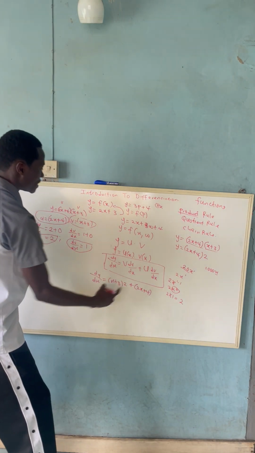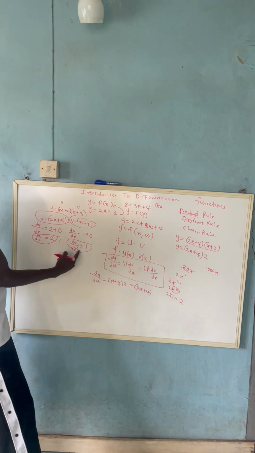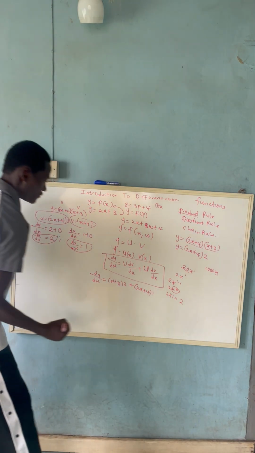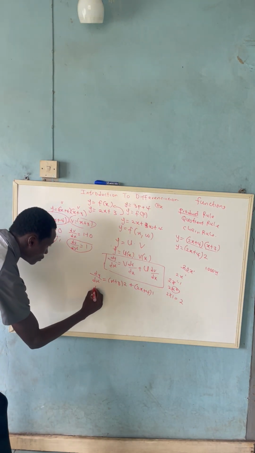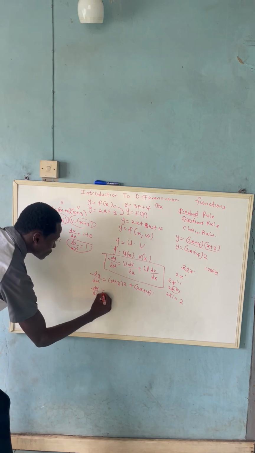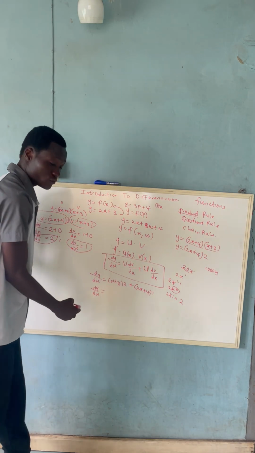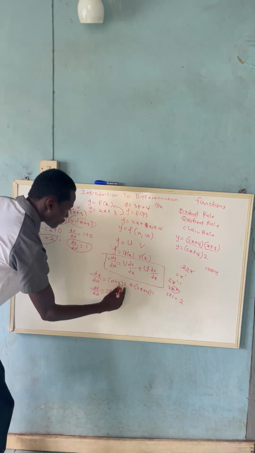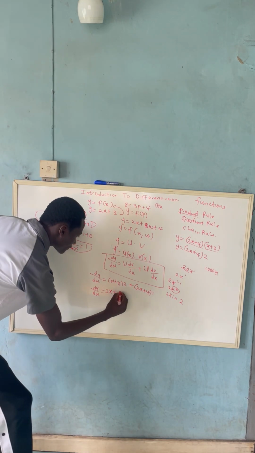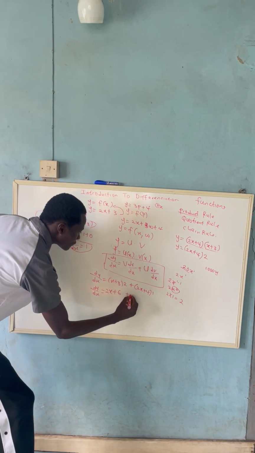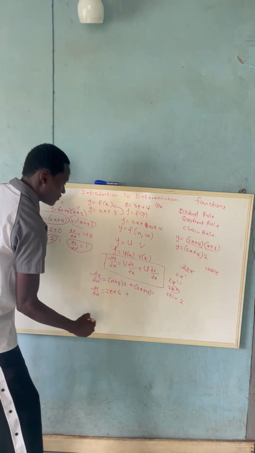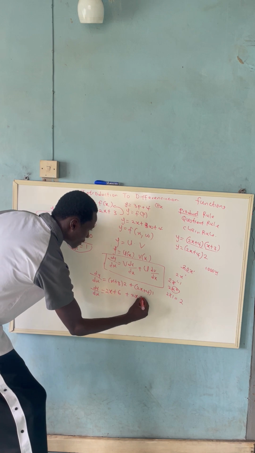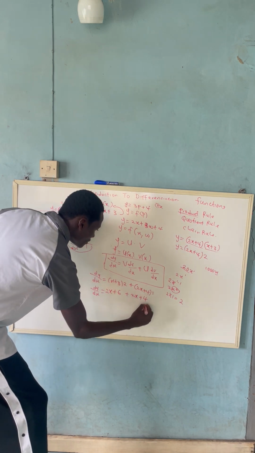And we have the dv over dx. What is the dv over dx? We have it as 1. So we are going to have dy over dx equal to, let's open this bracket, with 2 times x is going to give us 2x, plus 2 times 3 is going to give us 6, plus 1 times 2x is going to give us 2x, plus 1 times 4 is going to give us 4.